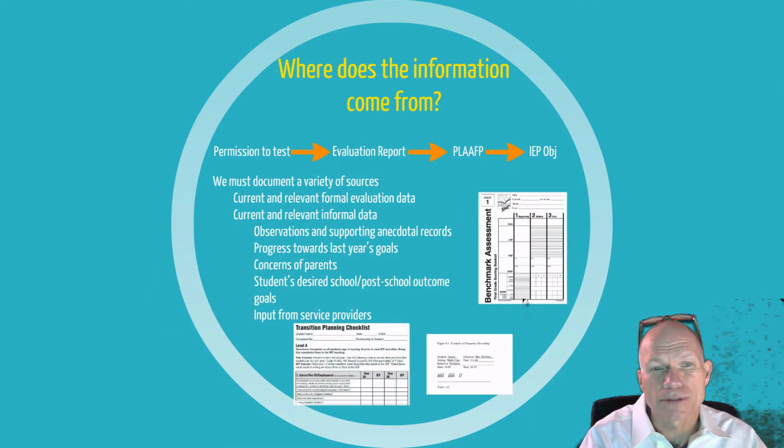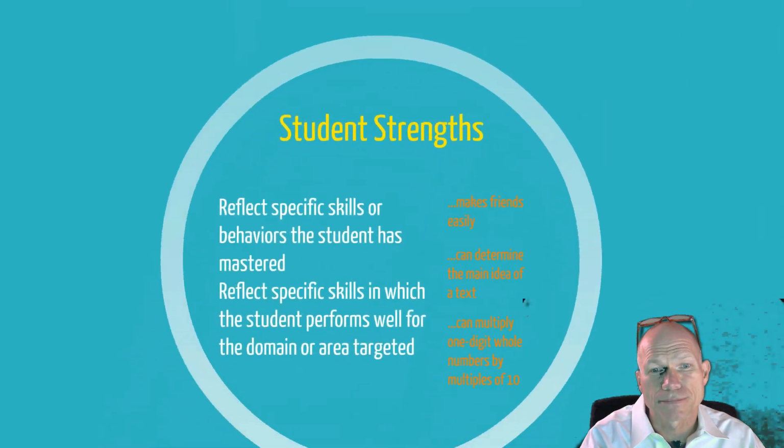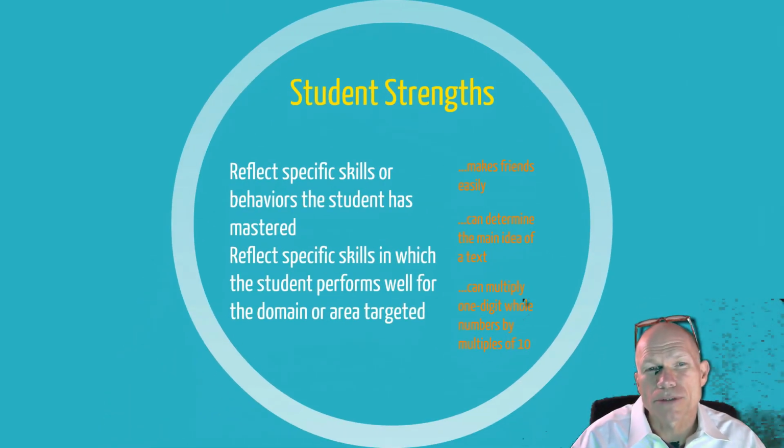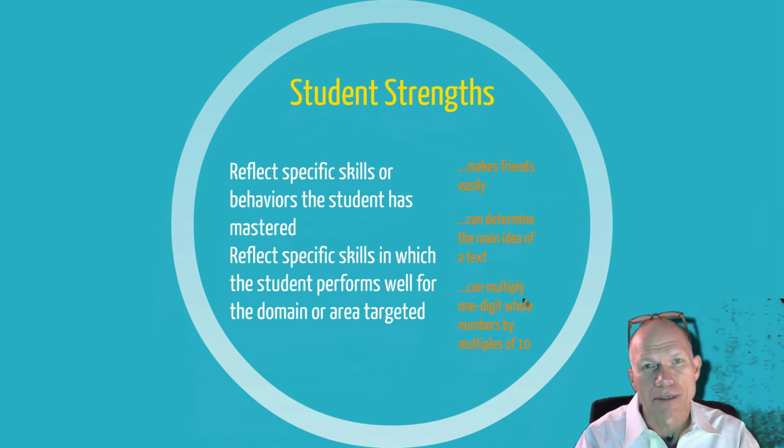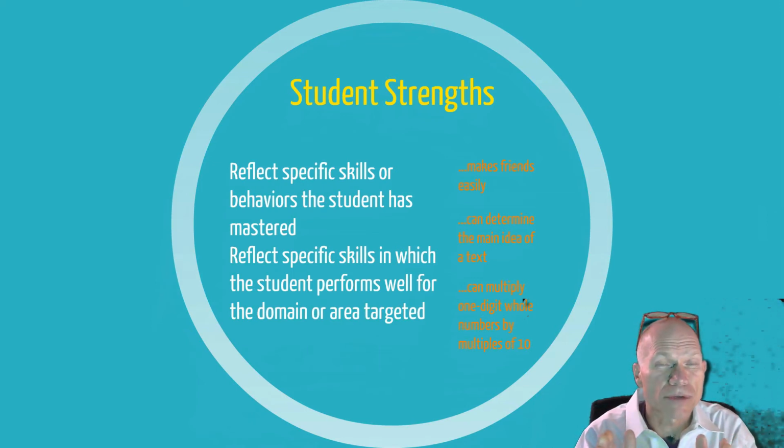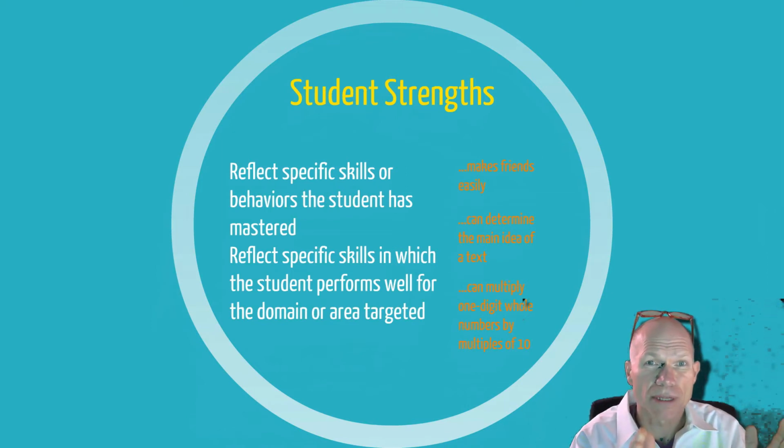So the evaluations could be benchmark assessments, general observational data taken in a classroom by a teacher, and survey data from a student or a parent or other teachers. About student strengths. So these reflect things that the student has mastered, and they should be in some way related to their difficulties. So how far has the student come, but how much further do they need to go? So we want to concentrate during student strengths on how far the student has come before we talk about how much further they need to go.